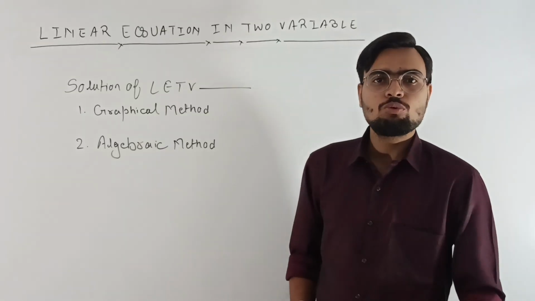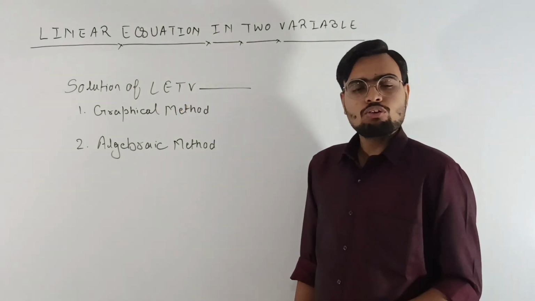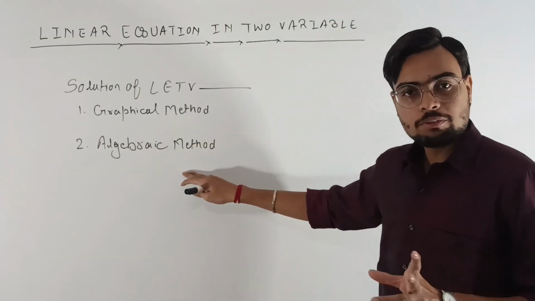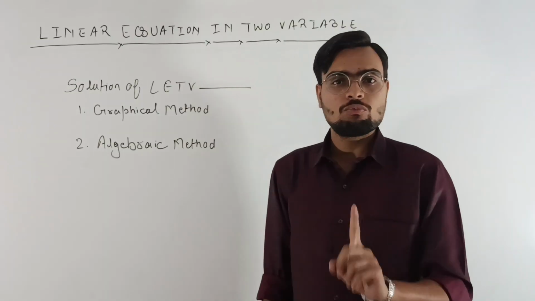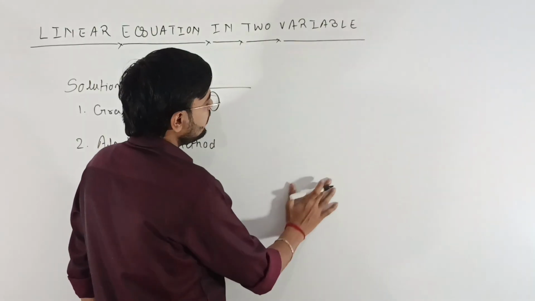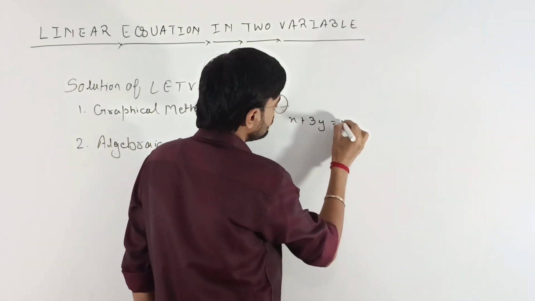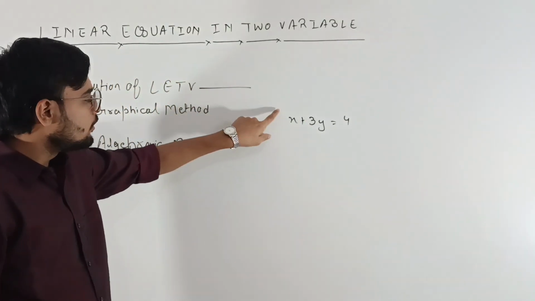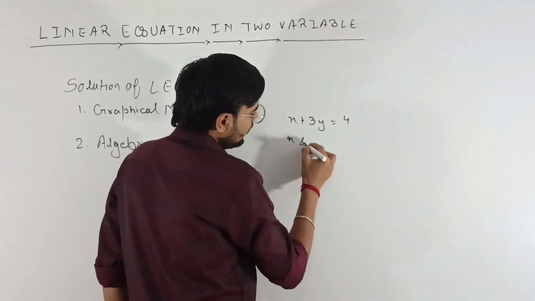Okay. Now let's move towards our next topic, that is solution of linear equation in two variables. We learned how to find a solution of linear equation in two variables by using two methods. First one is graphical method and second one is algebraic method. Okay. But before learning this, first we discuss how we find a solution of only one linear equation in two variables. Now look, suppose we have a linear equation of two variables, that is x plus 3y is equal to 4. This is my linear equation in two variables. Now we have to find the value of x and y.